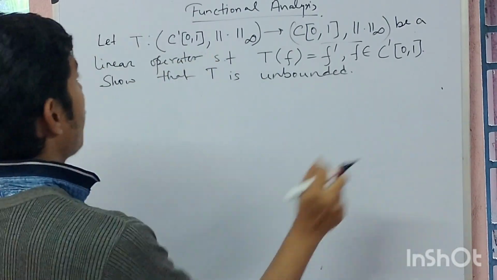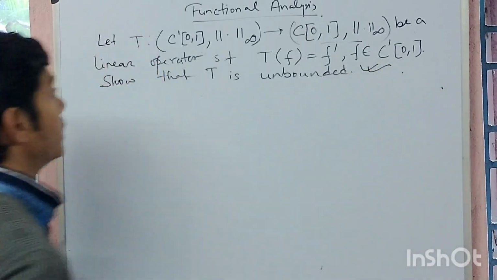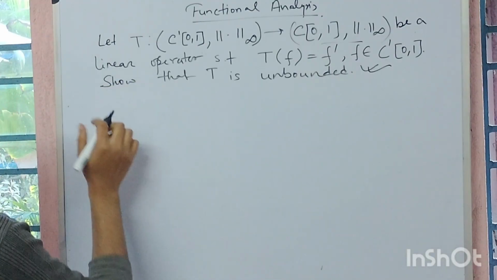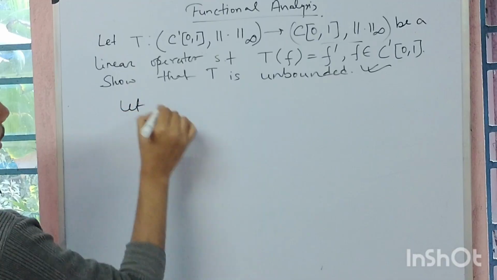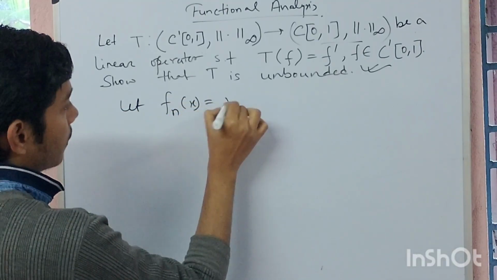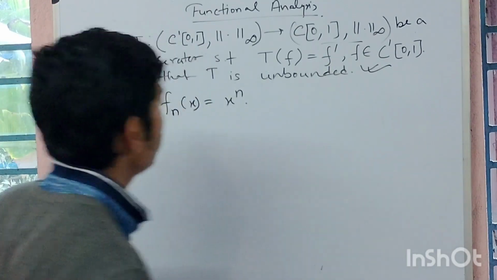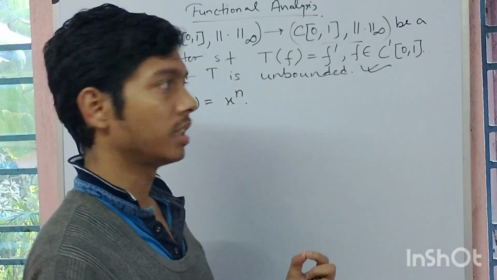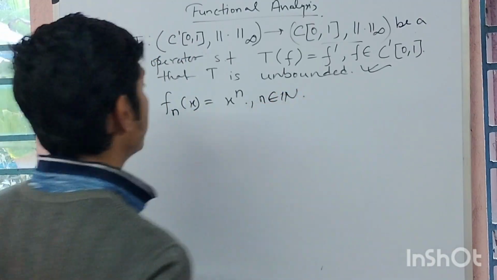Now, what I have to say is that it is unbounded. I have to prove it. Now, please take a function, a sequence of functions rather. Let f_n(x) equal x to the power n. Okay. I have taken a few functions. It is a sequence of functions, where n belongs to the natural numbers.